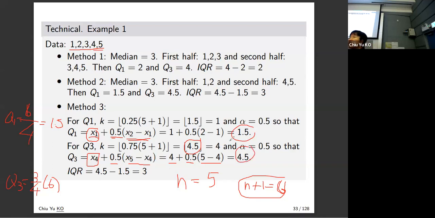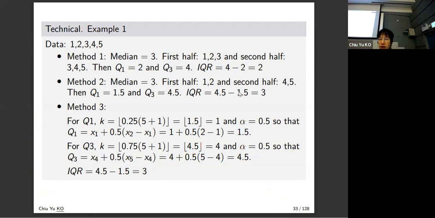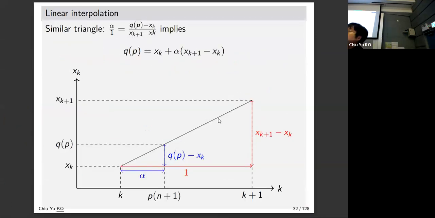Don't worry about this. I'll talk about it again next class, next week. But the idea is we are doing interpolation, looking at a similar triangle idea here. Just to remind you why we want to do this: this is what you do in Excel. I'm trying to explain why Excel gives you this answer.